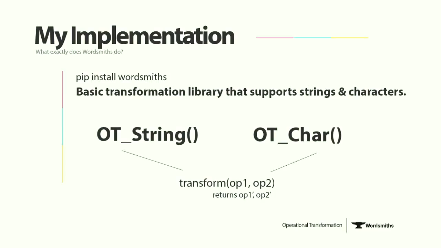My implementation is essentially split into two parts, and I'm going to be demoing both today. The first part of it is my library. You can install my library using pip install Wordsmiths, and you can read about it on the GitHub page. It's a basic transformation library that supports string and character transformations. Those are the two classes that come with the library, one for strings and one for characters. They both have a transform method, which does the exact functions which I mentioned earlier.